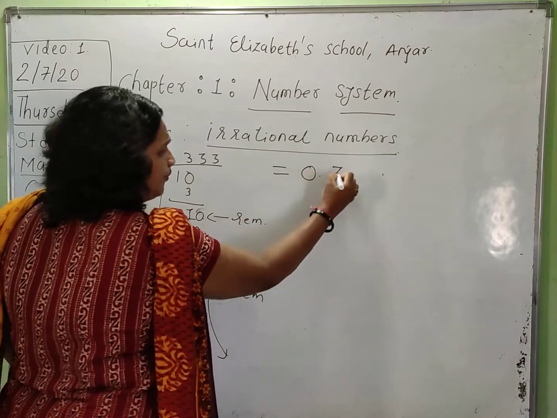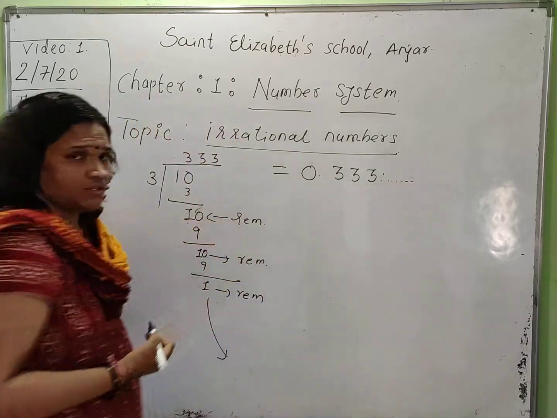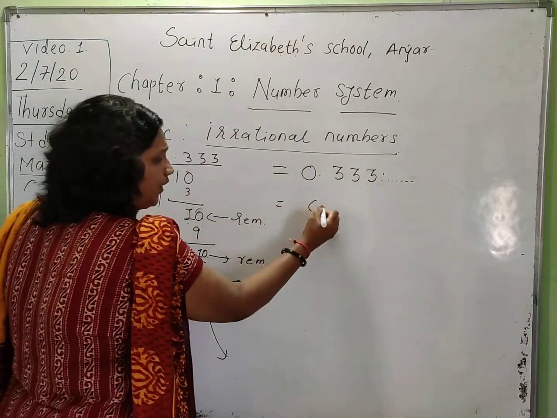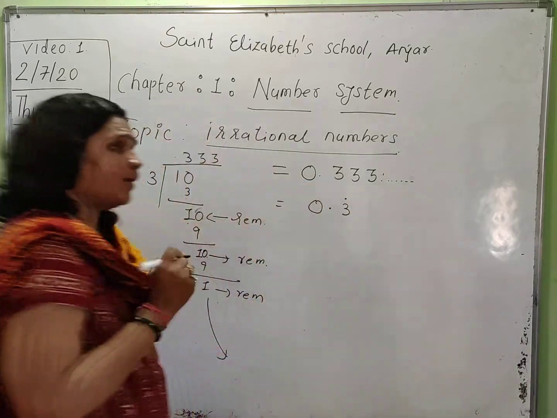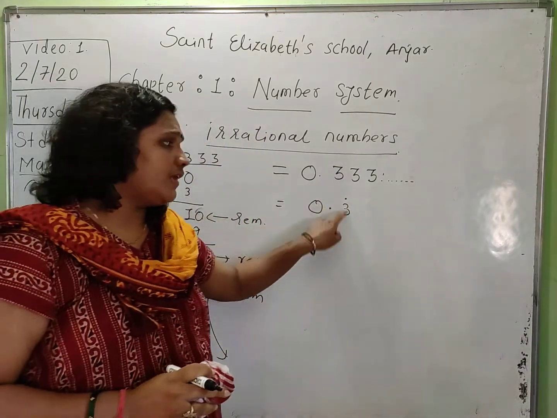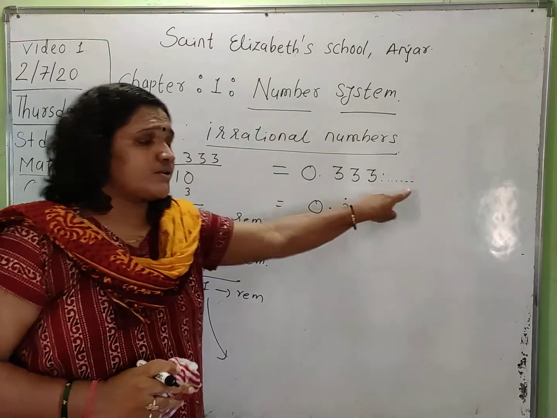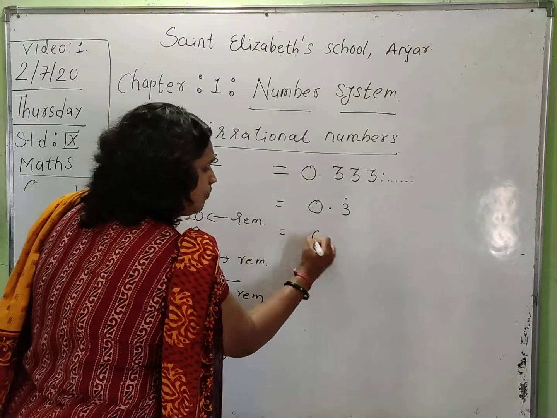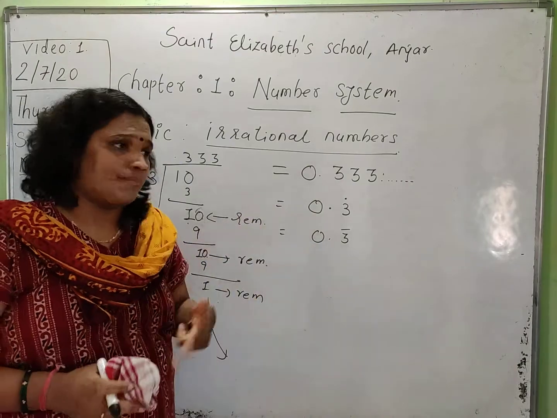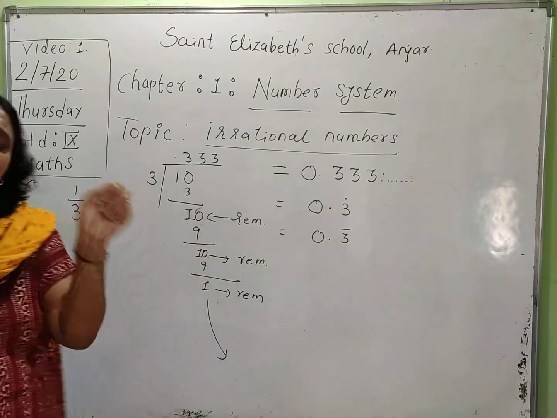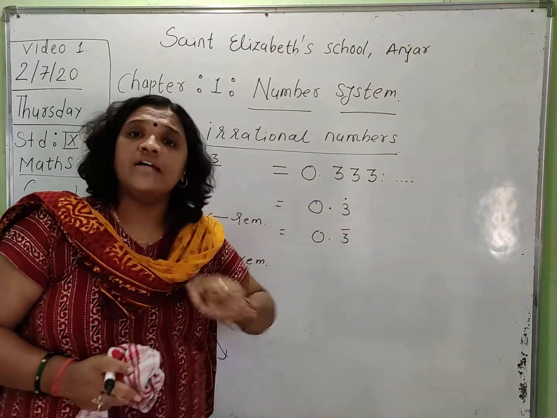So how to write this number? This number we write as 0.333 dot dot dot, since the same number is repeated. Another way is 0.3 with a dot over it. What is the meaning of that? The 3 repeats. So 0.33333 and so on. Or another symbol is 0.3 with a bar. The meaning of all these three is the same: that 3 is repeated. On the number which repeats you put either a dot or a bar.